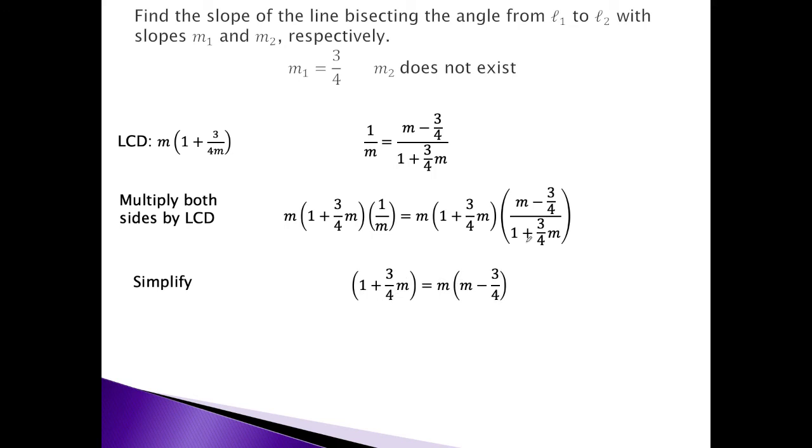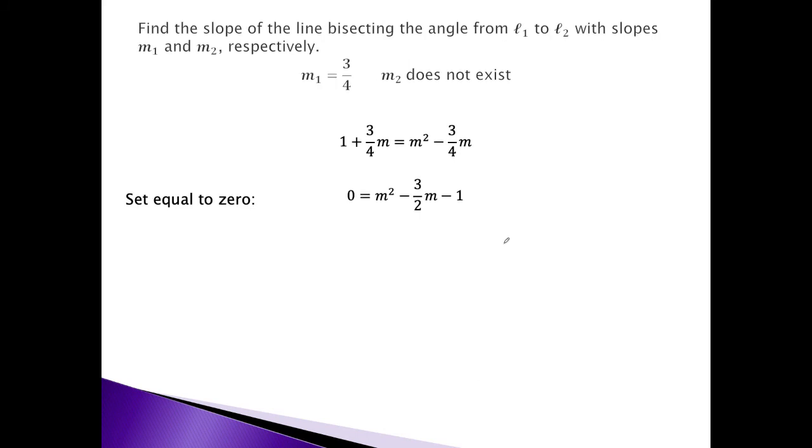So when I do that, I get 1 plus 3/4 m equals m times m minus 3/4. Multiply that out, and I have 1 plus 3/4 m equals m squared minus 3/4 m. Set it equal to 0, so 0 equals m squared minus 3/2 m minus 1.